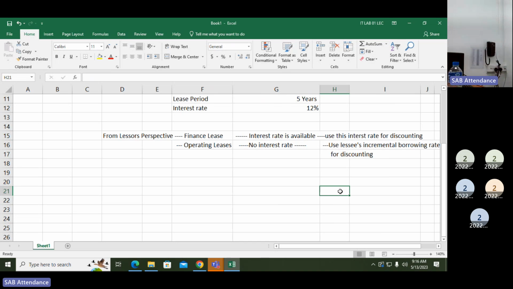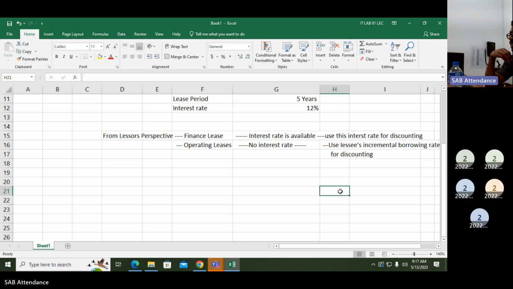So what that means? Incremental borrowing rate means now instead of going for a lease, you can get a loan and make that loan payment. Right? Now you take a building on lease, or you can have the loan and make a lump sum payment and get this right of use. It is also possible. Then you have to pay the loan interest.